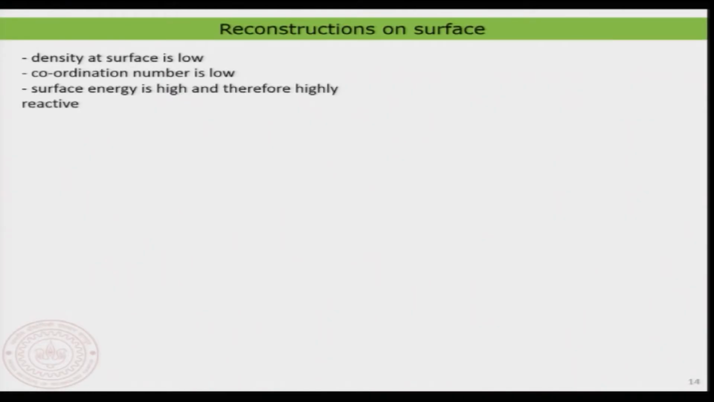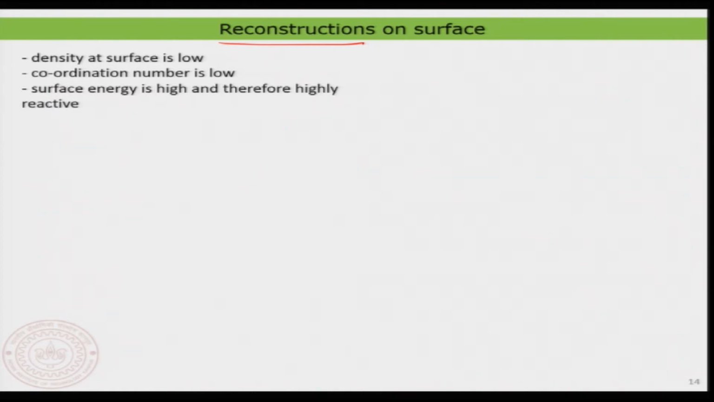Now let us have a look at one very important thing, which is known as reconstruction of the surface. So far the surfaces that I have shown you are all ideal unreconstructed surfaces, but this is not possible. Any surface that you create is going to get reconstructed in order to stabilize its surface energy. So why is it necessary for the surface to do this reconstruction? And all surfaces, believe it, are going to be reconstructed.